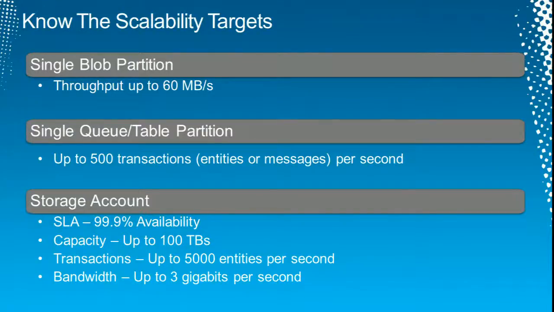A single blob partition can do up to 60 megabytes per second. A single queue or table partition can do up to 500 transactions, single entity or single message transactions per second. An account itself has an SLA of 3 nines. It has a capacity of 100 terabytes. And with respect to transactions, it can do up to 5,000 transactions per second. And bandwidth is 3 gigabits per second. Know these limits. If you think through your scenario and do your projections, you'll know how many storage accounts or how many partitions you'll need.